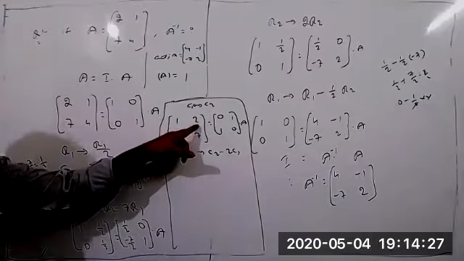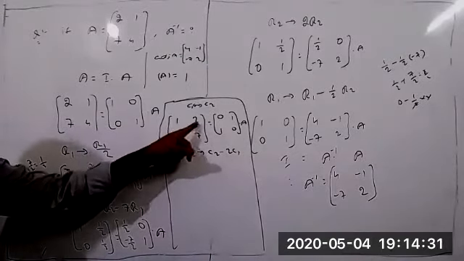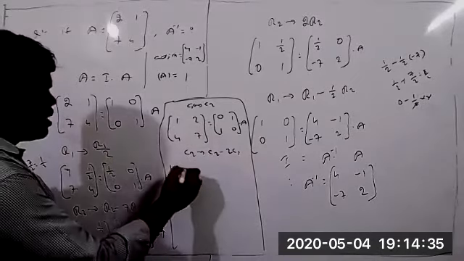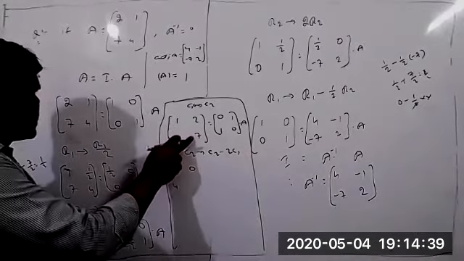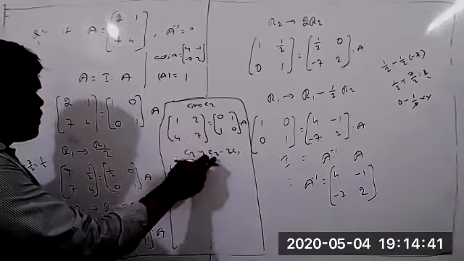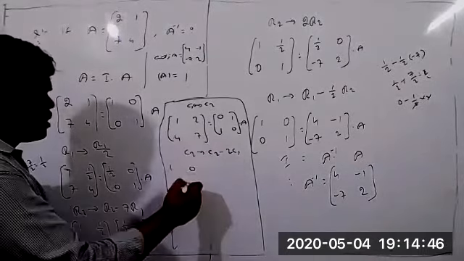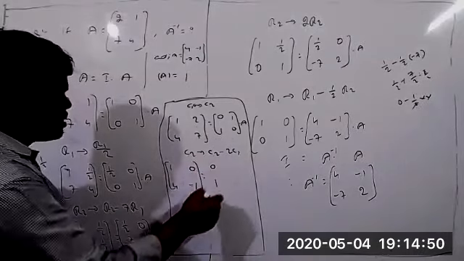Correct now? From the second column we can subtract 2 into the first column. So 2 minus 2 into 1 equal to 1, and 2 minus 2 equal to 0. So 1 0. The first column we get as is, because we are changing only the second column. So this is 7. C2 equal to 7. 7 minus 2 into 4 is 8. 7 minus 8 equal to minus 1. Here also you can write the first column as is.